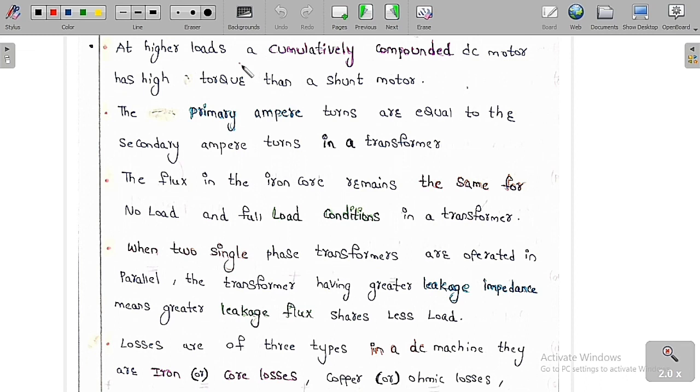At higher loads, meaning at a large amount of current IA, a cumulative compound DC motor has higher torque than a shunt motor. I have already told you these things. So therefore, simply we can say that a cumulative compound DC motor has higher torque than a shunt motor at higher loads.